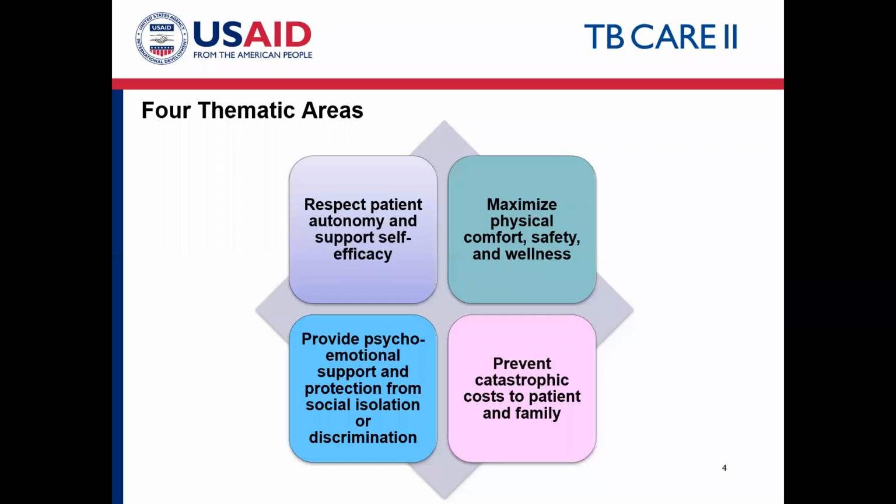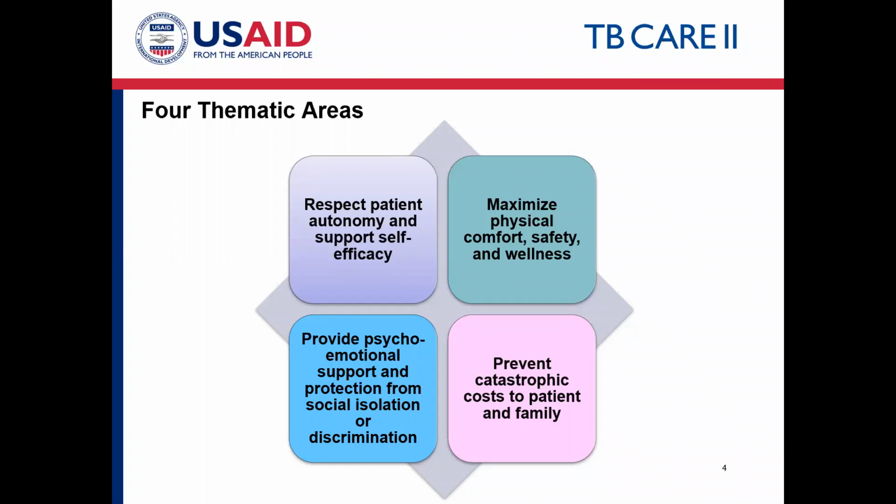So what we've done is created a framework. There are 4 thematic areas in that framework, and under each there are specific elements of care. So the thematic areas are respect for autonomy and support for self-efficacy, so that entails helping people engage in decision-making about their own care and providing them with services that are convenient to them. The second thematic area is maximizing their physical comfort and safety, so that's all of the things around monitoring for side effects, treating them for comorbid conditions, helping with their own nutrition, etc. The third area is providing psycho-emotional support and protection from isolation or discrimination.